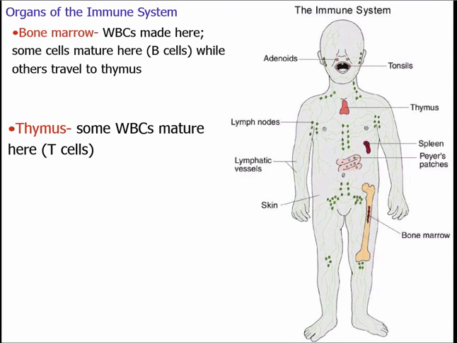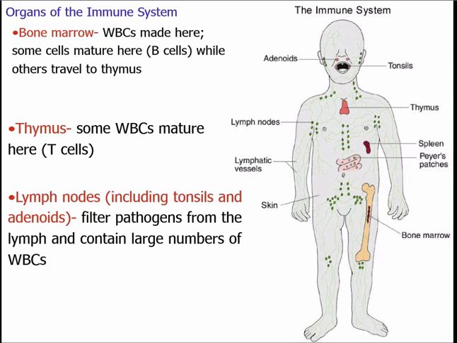Obviously, T cells are the ones that travel to the thymus, and so they're called T cells because they mature in the thymus. Lymph nodes are also an organ of the immune system, and those are what your doctor checks for when you go into the doctor when you're feeling sick, and they feel the glands under your chin and down your neck. They're looking to see if your lymph glands are swollen. Lymph glands filter pathogens from the lymph. We'll explain what that is in just a minute. And they contain large numbers of white blood cells. They swell when you're sick, and that'll make more sense in just a moment.